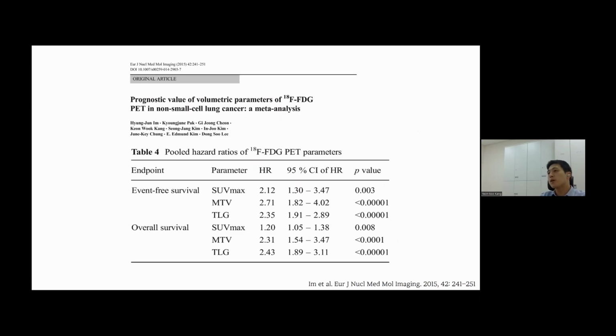In addition, as you know well, the volumetric parameters such as metabolic tumor volume and total lesion glycolysis, which is the product of metabolic tumor volume and average SUV, have been reported as significant prognostic markers by several previous studies.